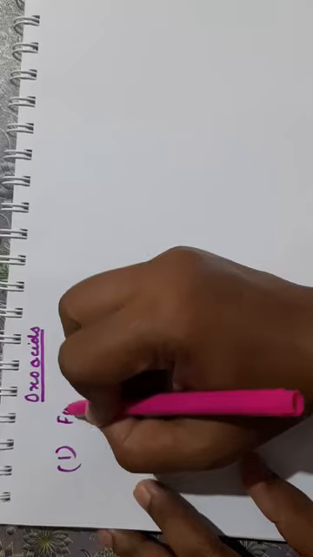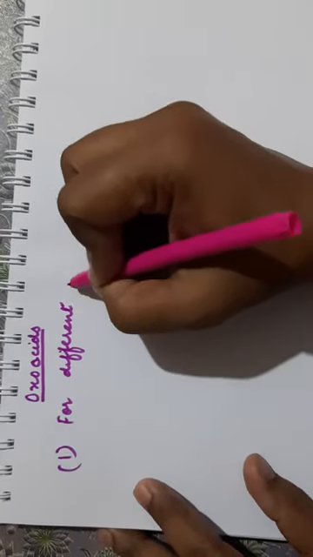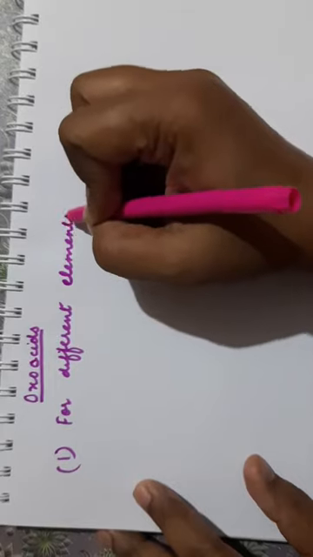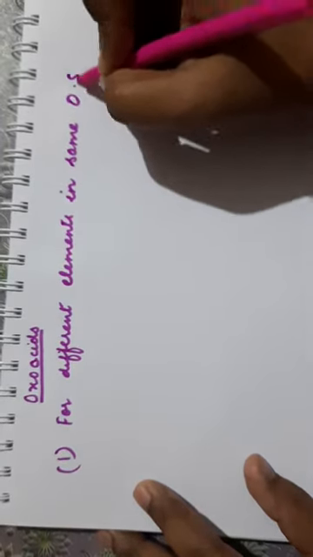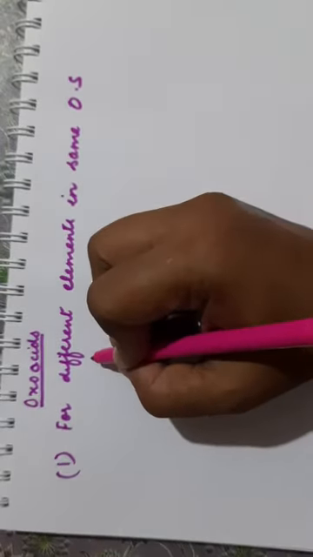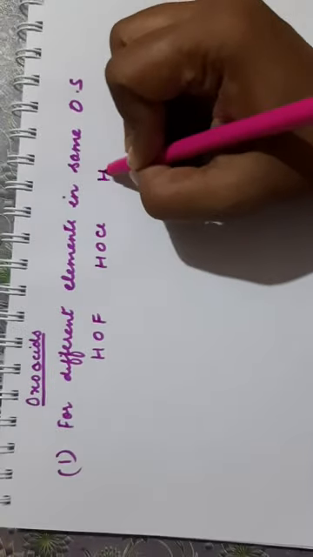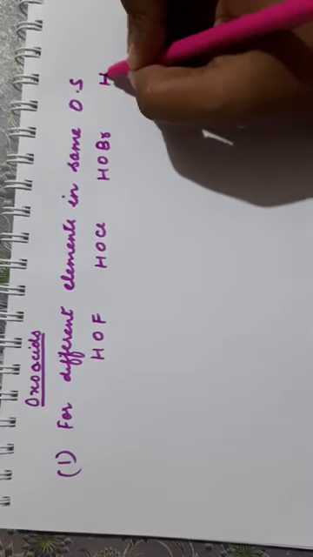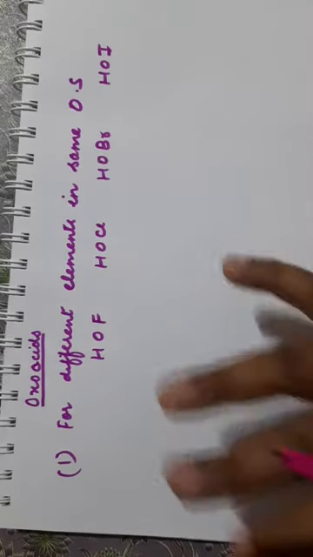Now in case of oxoacids, the first case we are taking is different elements in the same oxidation state. If the oxidation state is the same and we are taking different elements, suppose we are taking HOF, HOCl, HOBr and HOI. Clear? Now we have to compare their acidic strength.